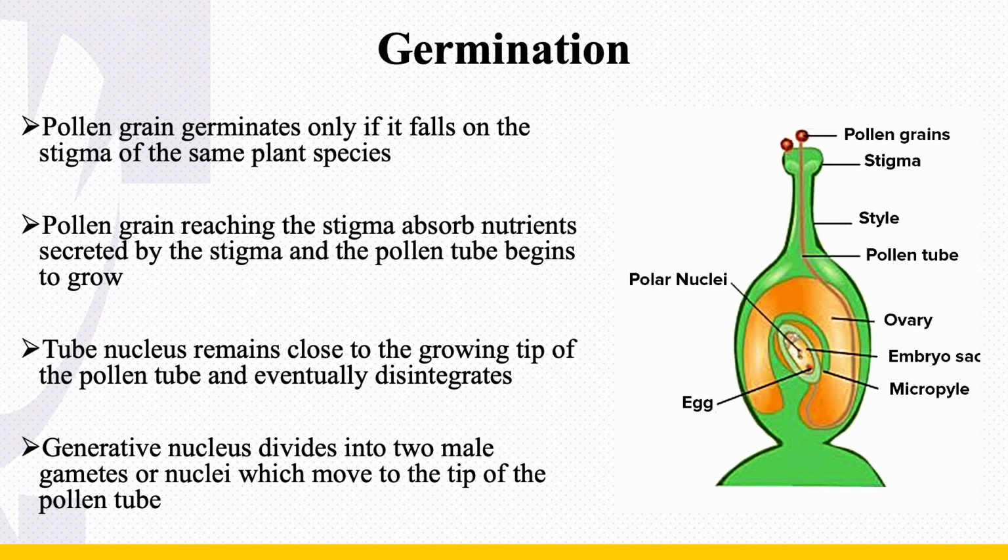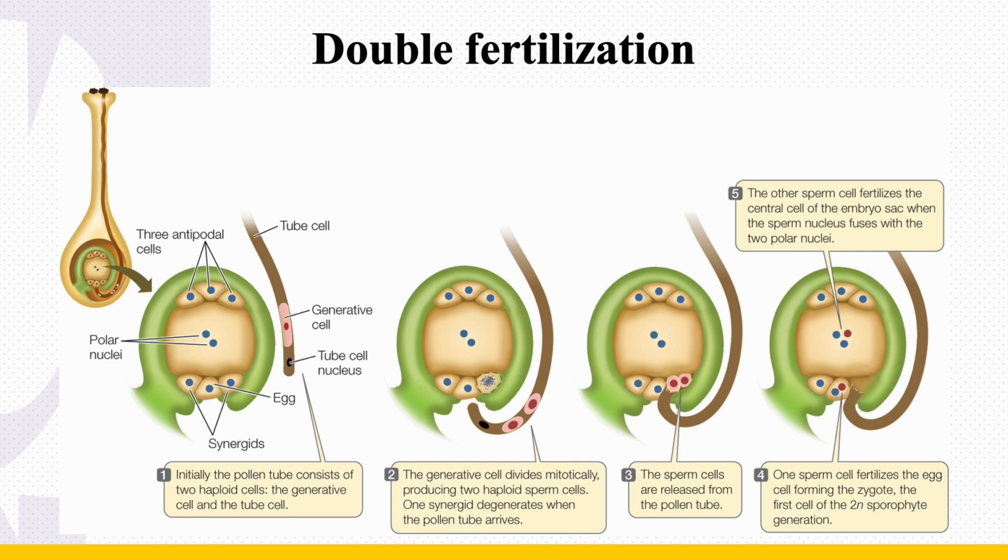Once the generative nucleus gets into the embryo sac, it will divide into 2 gametes or nuclei, which move to the tip of the pollen tube. So the tube nucleus just runs block. It will dissolve by the time that it gets to the embryo sac. Once its job is done, it's done. Next, the generative nucleus will divide into 2. One will fertilize the egg. The other will then move to the polar nuclei.